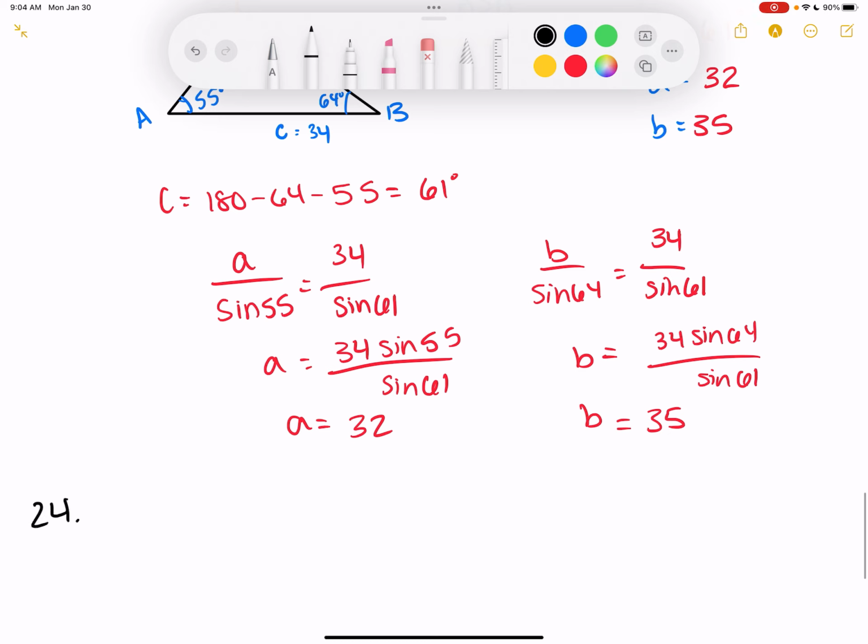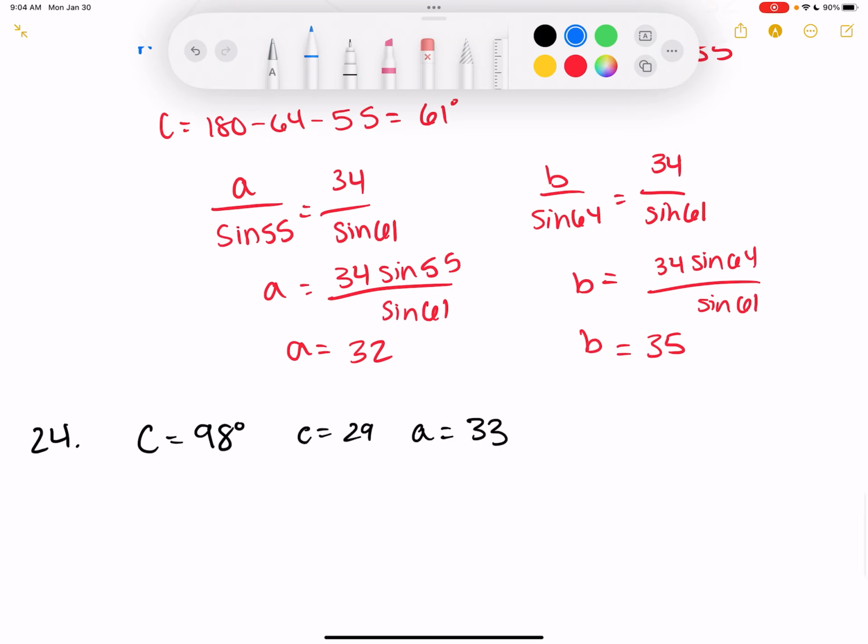But 24. Yeah, we'll find this one. Angle C is 98 degrees. Side C is 29. Side A is 33. So at a visual glance, which scenario am I working with? Side, angle. And is C acute or obtuse? Obtuse. So I'm going to look at that scenario.